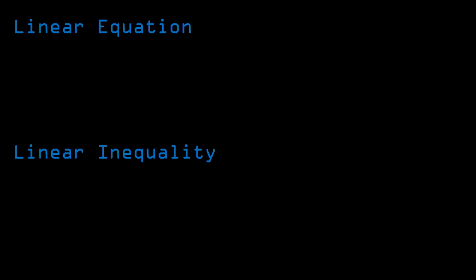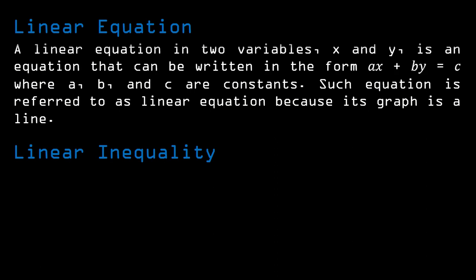Okay, so here we need to recall the concept of the linear equation and linear inequality for us to proceed with the concept of linear programming. So a linear equation in two variables x and y is an equation that can be written in the form ax plus by is equal to c, where a, b, and c are constants. Such an equation is referred to as a linear equation because its graph is a line.